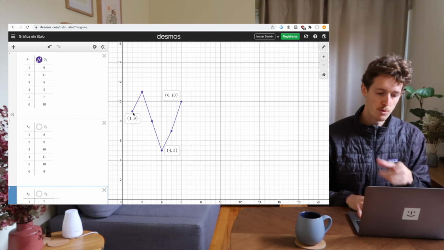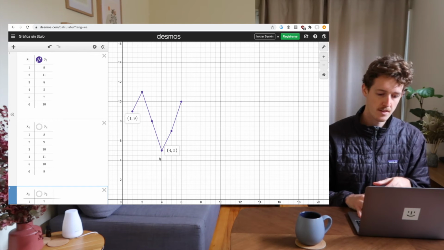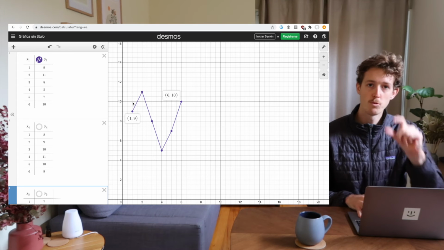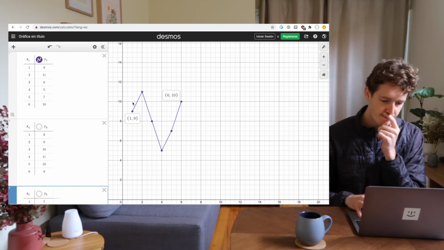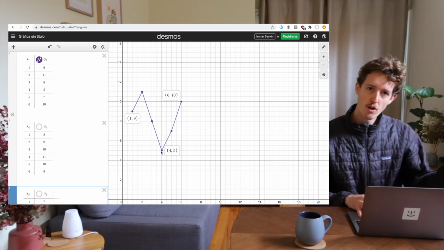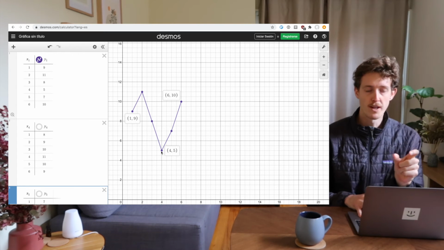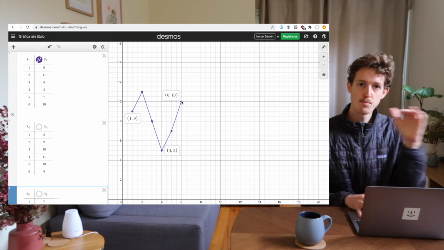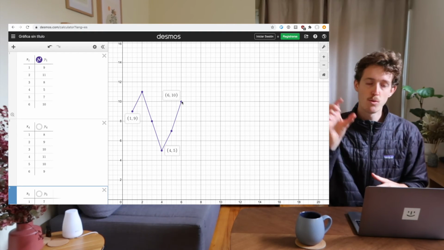If we bought at 9 and sold at 10, that difference in height of 1 would represent the profit. So it feels like, what if we just go through, find the lowest point in the graph, and then look at the highest point in the graph, and say, well, that's our 2 points?